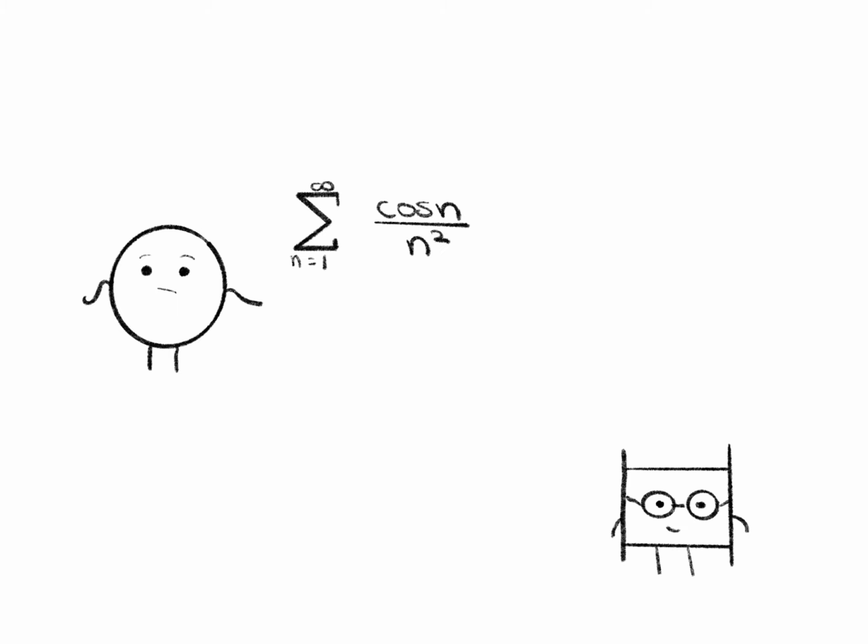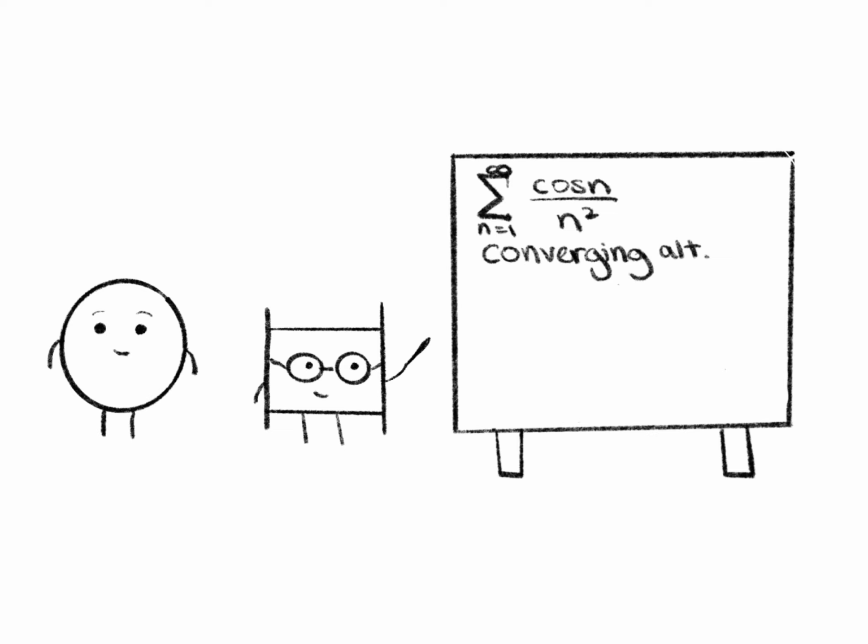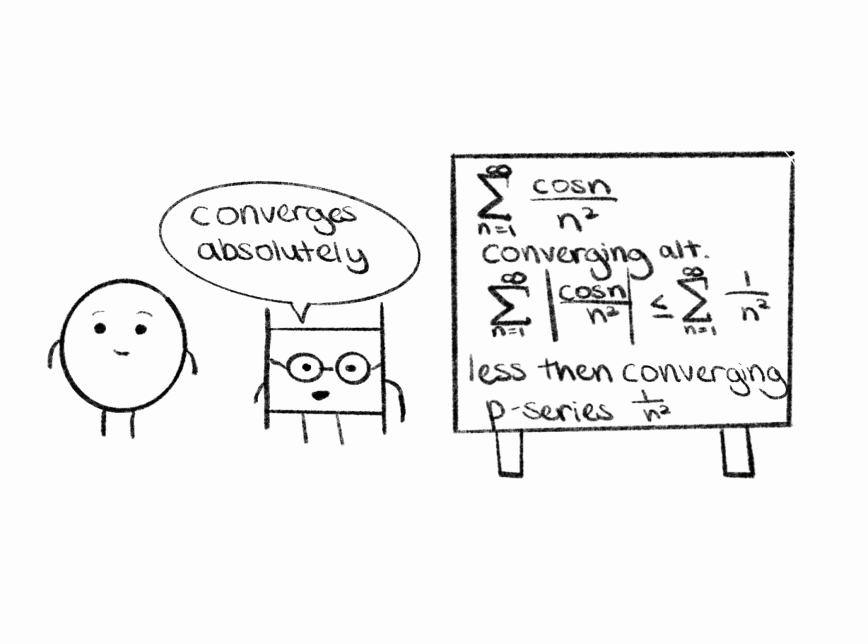Our last customer of the night knows he is a converging alternating series. He wants to know if he's going to converge conditionally or absolutely. Both the absolute value of the series and the series converge, so this series converges absolutely.